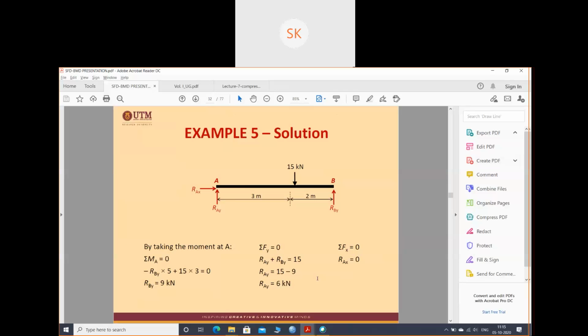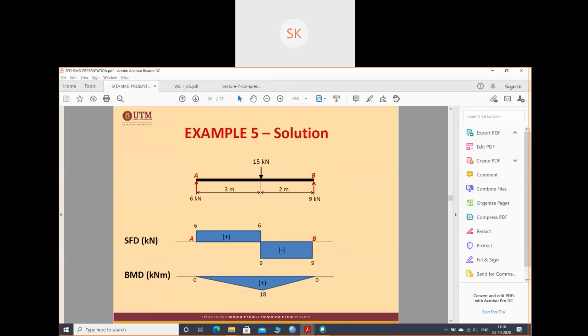So you put these values, you will get this figure. See, minus 9, minus 9. From one condition you got 9, and for another condition you got 18. So take the maximum value 18, and at another point you got 0. So join this. You got the free body diagram. Isn't it easy?